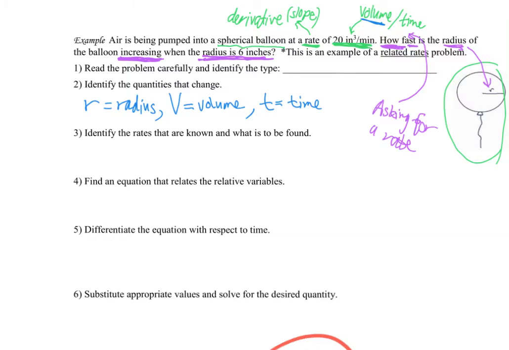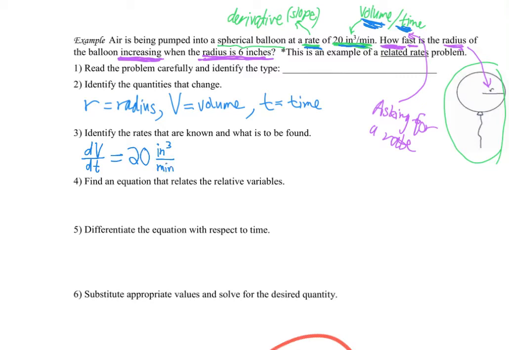Okay. Number 3 here is asking, identify the rates that are known and what is to be found. So there's a rate here, a rate of 20 inches cubed per minute, which is volume. And it's a rate of change of volume with respect to time. So we know dV/dt, which is the derivative of volume with respect to time, in other words, the change in volume with respect to the change in time. That number is going to be 20. And if you want to put units on it, it's 20 inches cubed per minute.